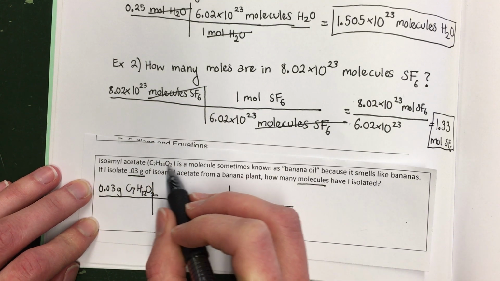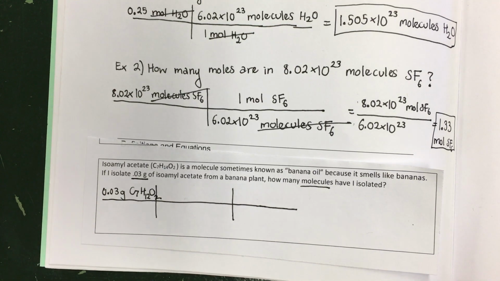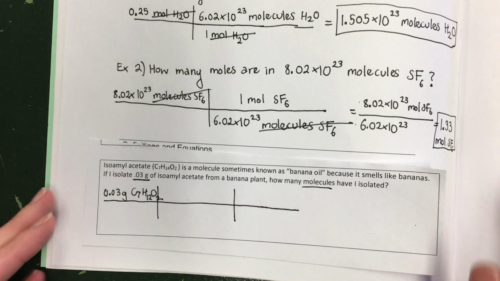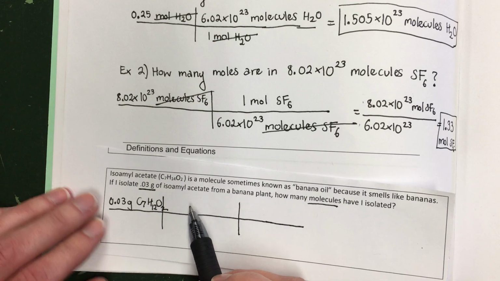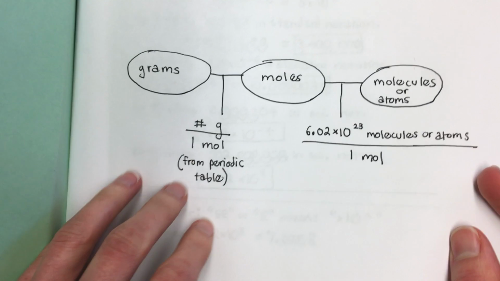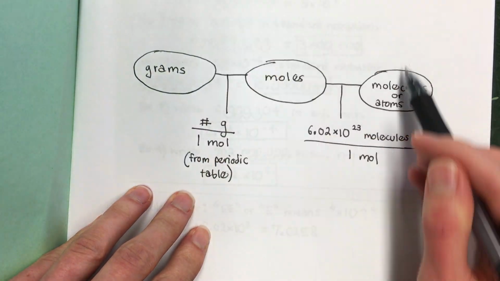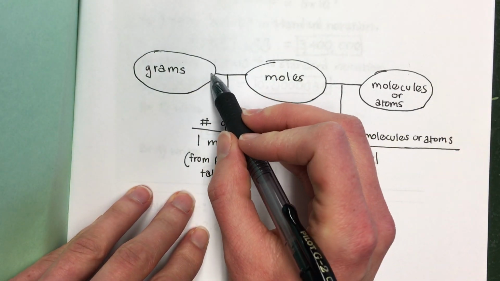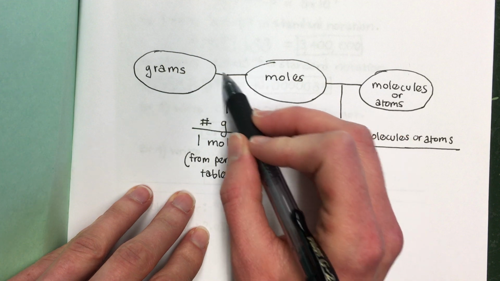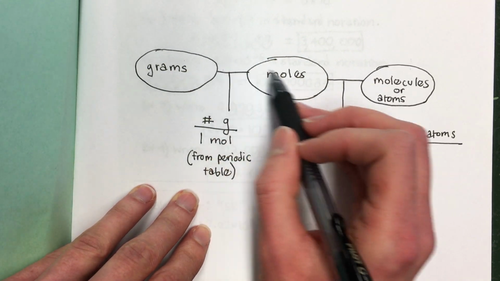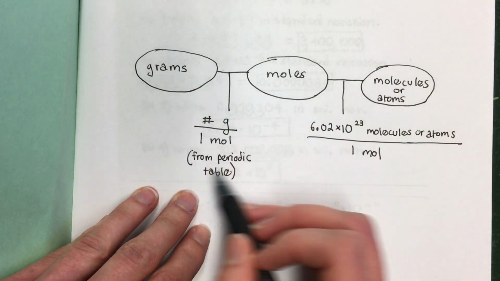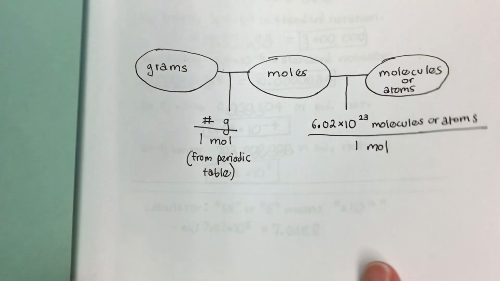C7H12O2. I just got that from the problem up here. Okay, so I need to first get from grams to moles, and then from moles to molecules. So again, I can just follow this chart. If I start in grams and I'm trying to get to molecules, the first step is to go from grams to moles. And the way to get there, like the road that I need to travel by, if you will, if you think of this as a map, is this molar mass conversion factor.